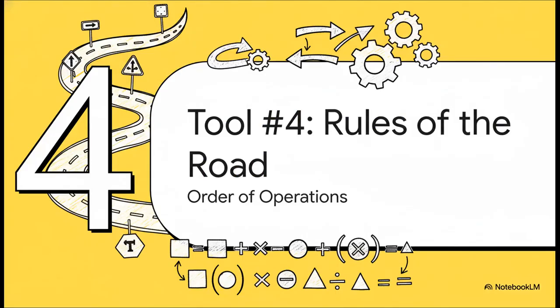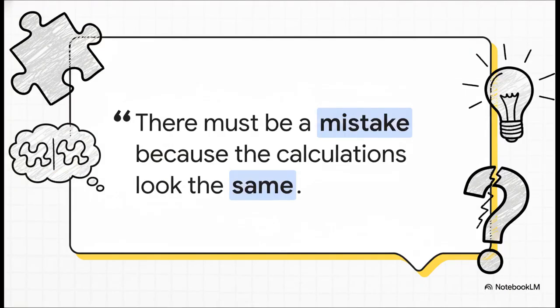All right, this is a big one. It's time for our final and maybe our most powerful tool. I want you to think of this one like the rules of the road for math. It's the one that tells us the exact order to solve any problem. Remember that puzzle from the very beginning? It is so easy to look at those two equations and think exactly this. There must be a mistake.